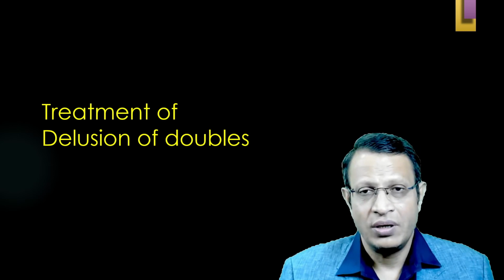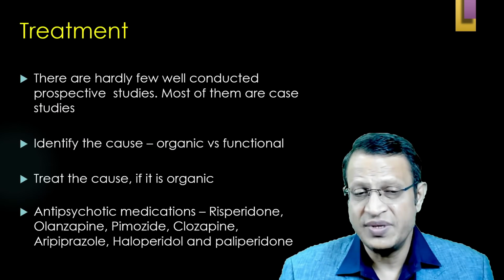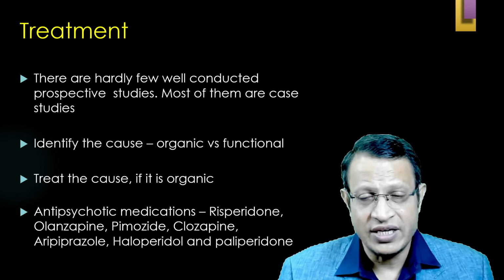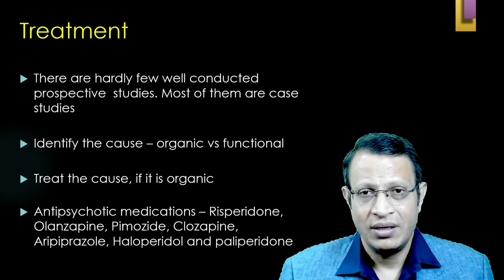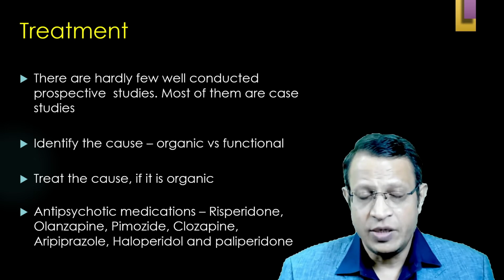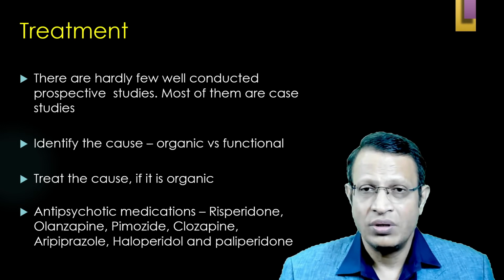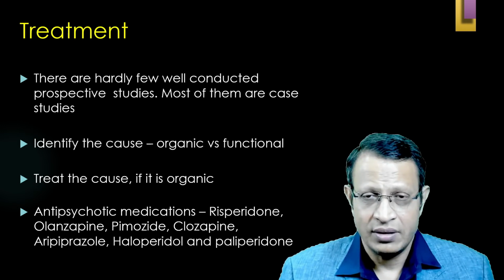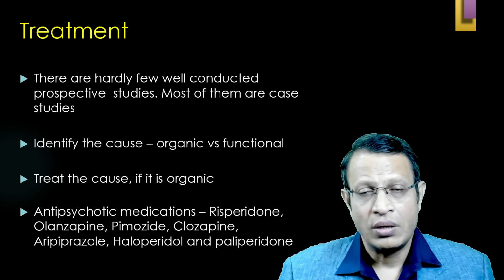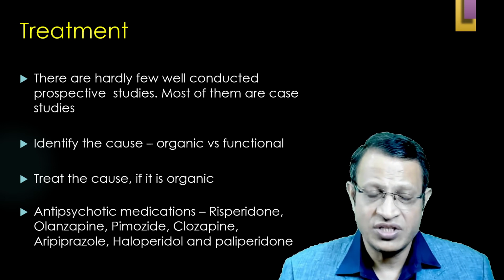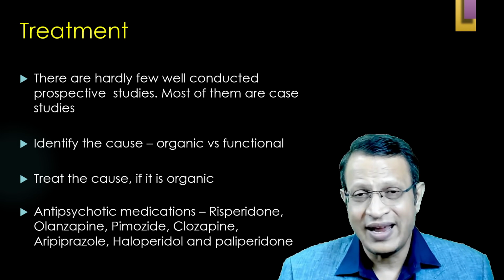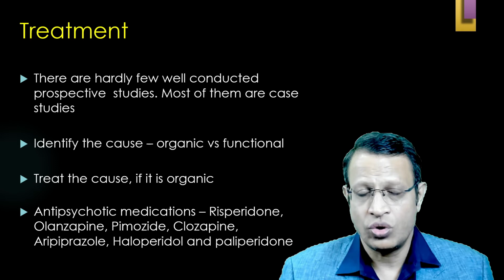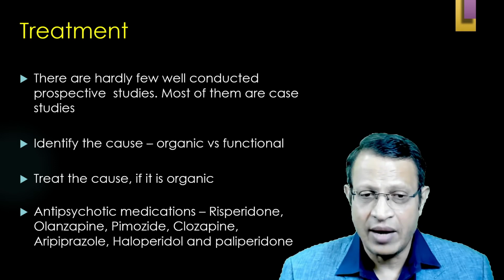What is the treatment for delusion of doubles or delusion of misidentification? There are hardly any well-conducted prospective studies that looked into the course and outcome, treatment responses, and also the phenomenology. However, one needs to know whether it is organic in origin or functional in nature. If it is organic, try to treat the cause, or else you have to make sure there is no second insult to the brain, such as stroke. You need to control hypertension and diabetes.